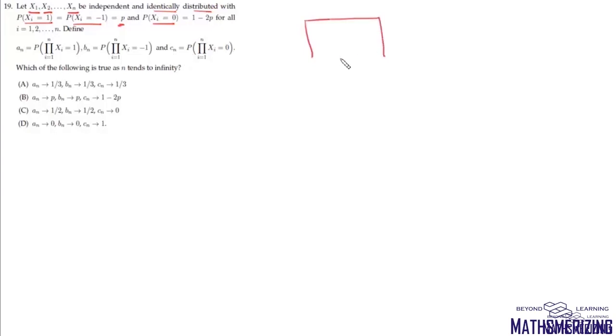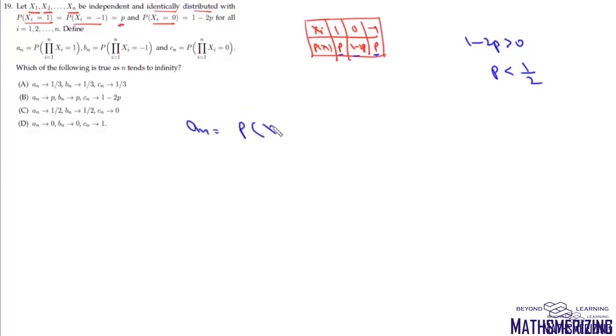So for any random variable Xi, there are three choices. Either it will be 1, 0 or minus 1. And their corresponding probabilities are p, 1 minus 2p and p. Now since it represents a probability distribution, 1 minus 2p should be greater than 0. That is, the value of p should be less than 1 by 2. Now first we'll talk about An. An is the probability that X1 X2 ... Xn is equal to 1.